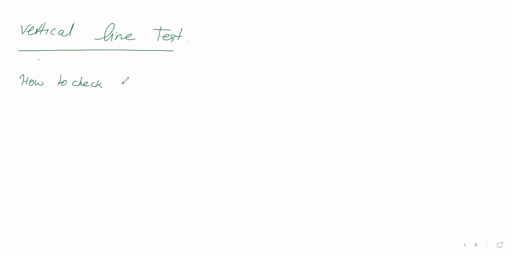Okay, so let's go to the vertical line test. Did I tell you about the vertical line test last time? I did? I don't think so. Let's just do it. So the question is how to check if the given graph is the graph of a function.